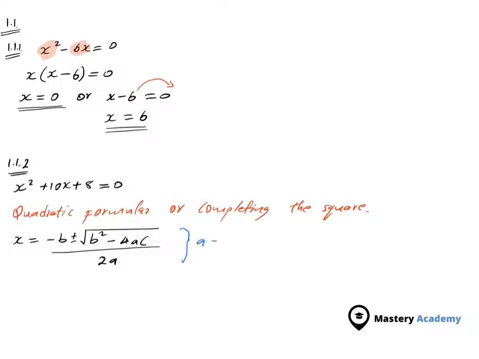So A is going to be the coefficient of the first term, rather. Our first term is x squared, so it means that there's a positive 1 there. I'm just going to put a 1 like that. And then for B, when we look at this, B is going to be positive 10. So just put a 10 there. And then for C, looking at this, C is going to be the constant there, which is positive 8.